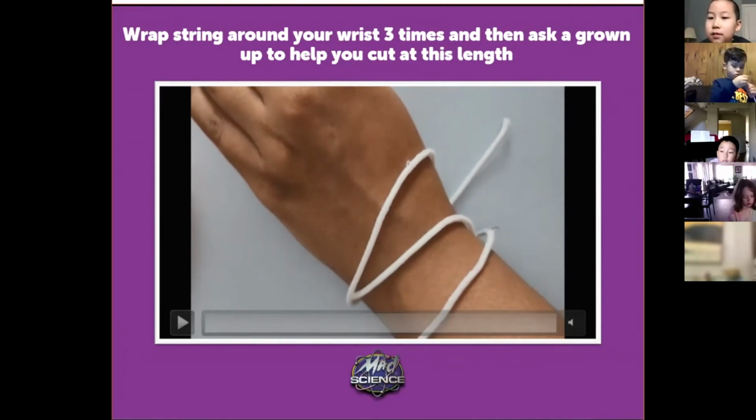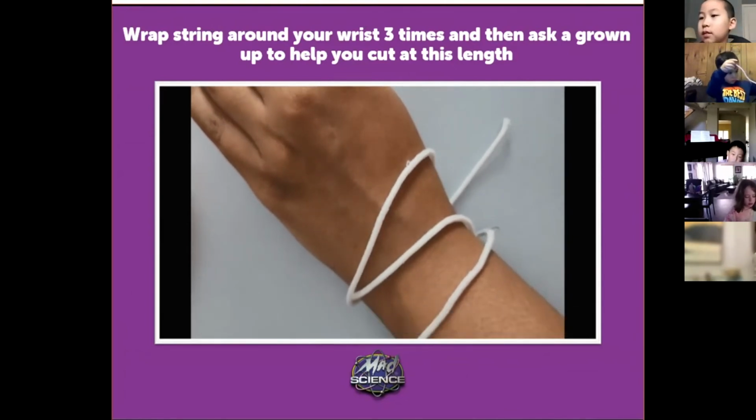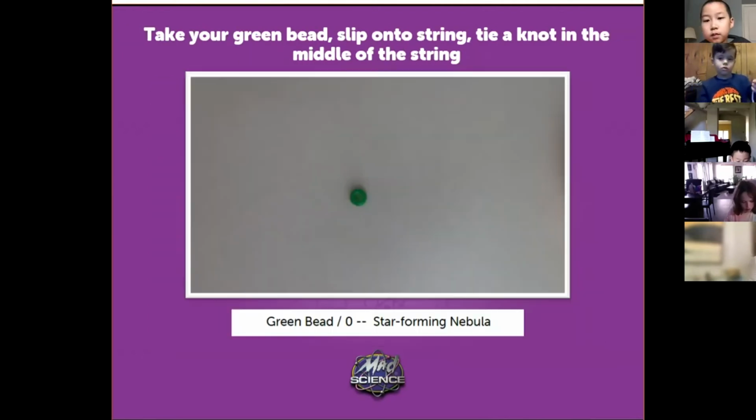Okay, so we're going to move on to the next step. For this next step, you're going to need your green bead. Hopefully you all have your green beads. If you made paper beads at home, this is the paper bead. It's called the star forming nebula.